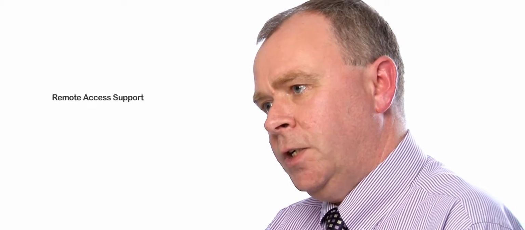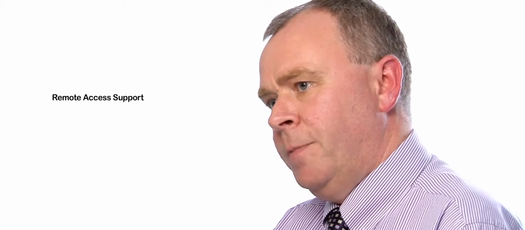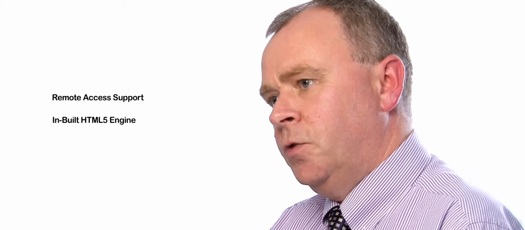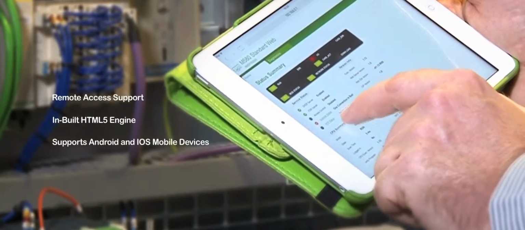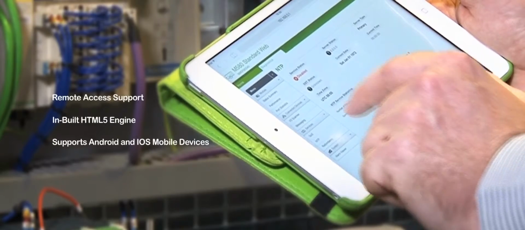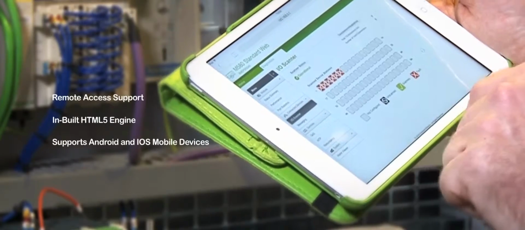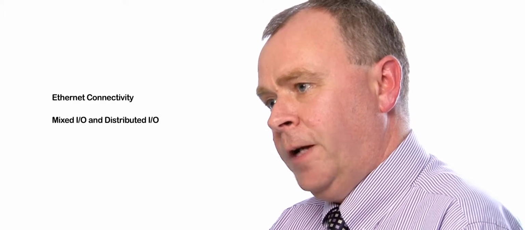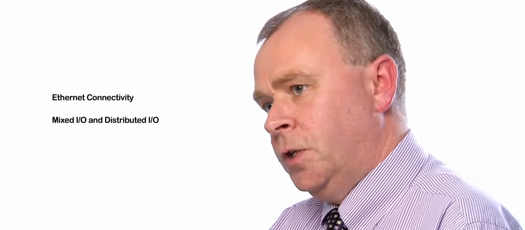Second key benefit of the ePAC is to do with remote access. It has a HTML5 engine built in, a web server inside, and that means it's ready to support tablet smart devices such as Android phones or Apple iOS operating systems, so they're ready for mobile devices to help with commissioning and assistance and maintenance type data. A third key benefit of the ePAC is really, thanks to its Ethernet backplane, is to do with the great flexibility of connection of devices and I/O.